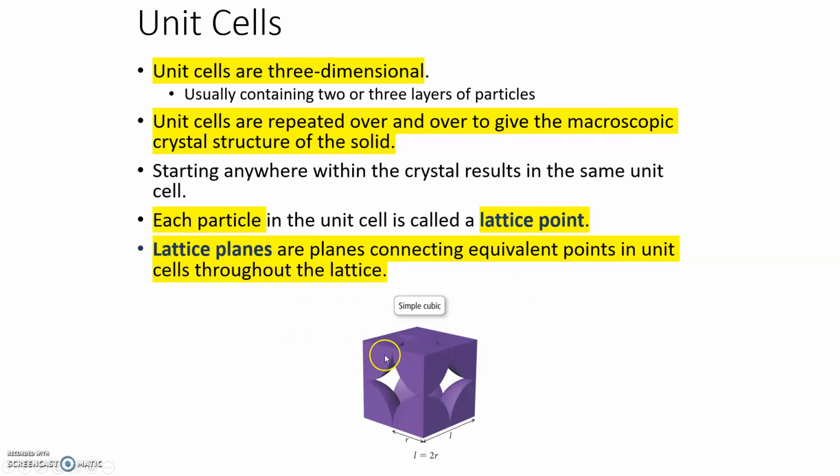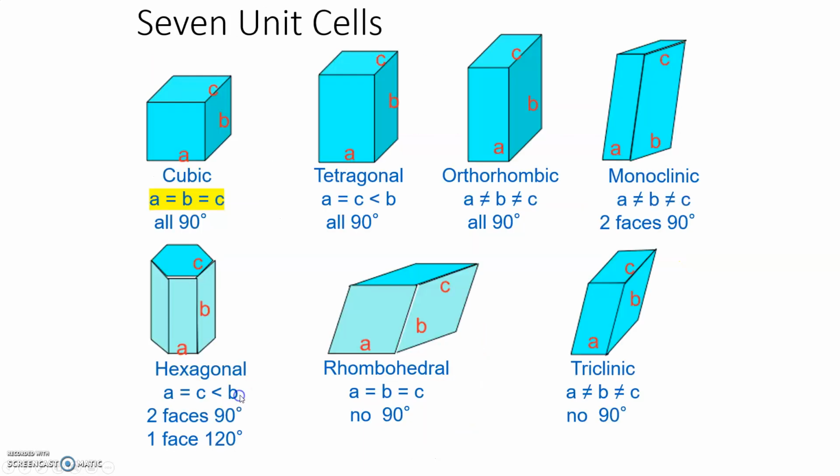Here we have an example of a cubic cell where in every corner we have an atom. Here you have the 7 unit cells that are possible according to the dimensions of the width, length, and height, and the angles between these sides.